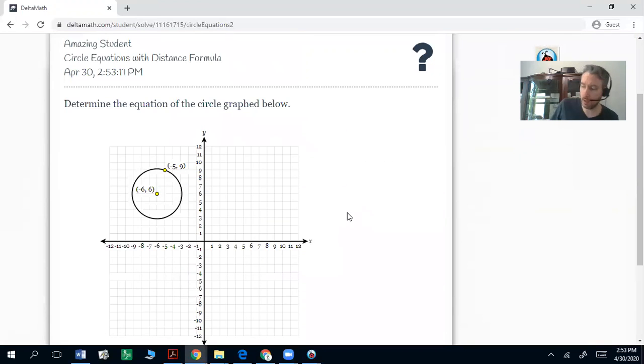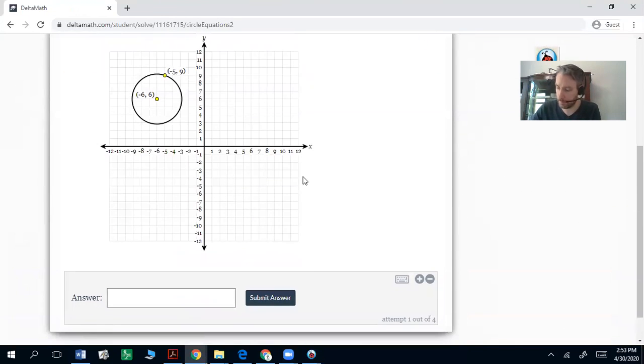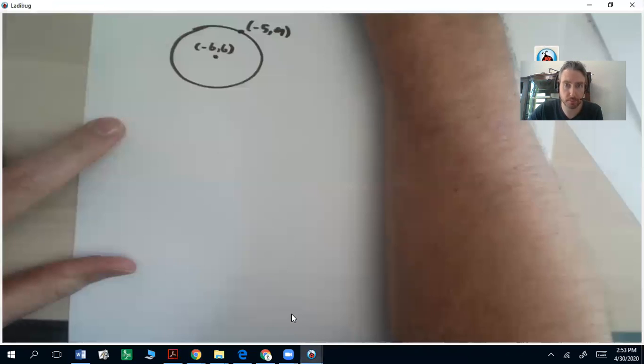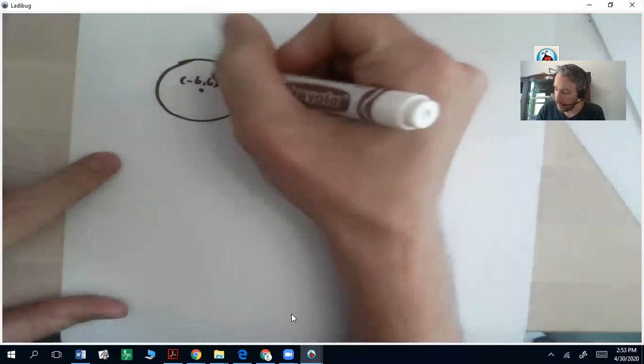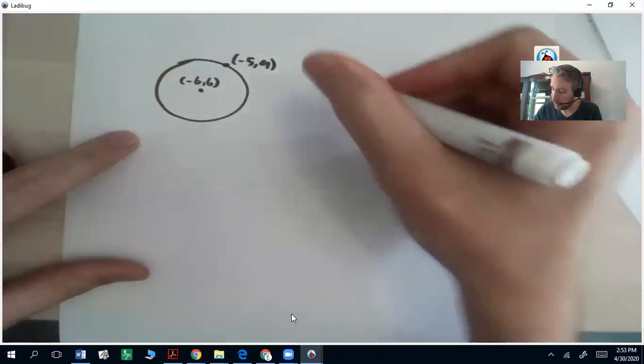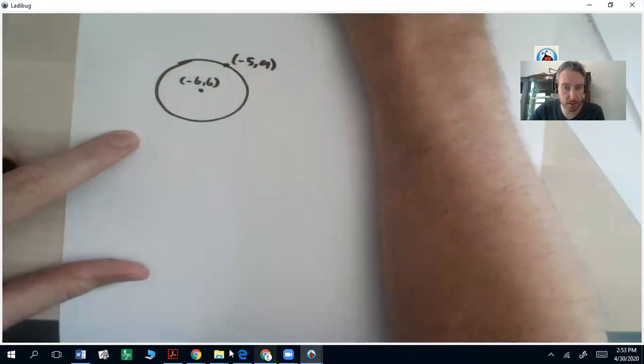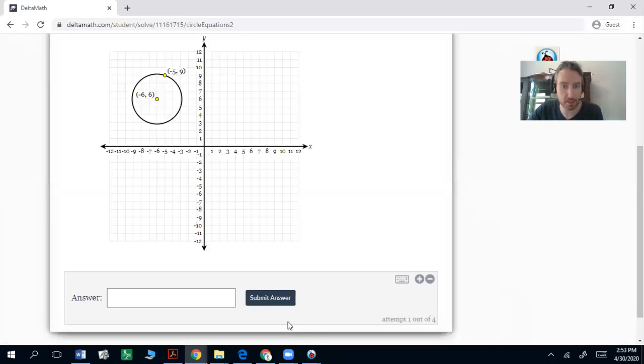And then you also will have circle equations with the distance formula. Let me show you how to do that one. On this problem here, you're given a circle, and it's going to give you the center and one point on the circle. So I'm going to write that down, and we'll switch to the paper. The easiest way for me to do this problem is, since I know the center is -6, 6, now I'm questioning if that is the center. So yeah, it is the center.